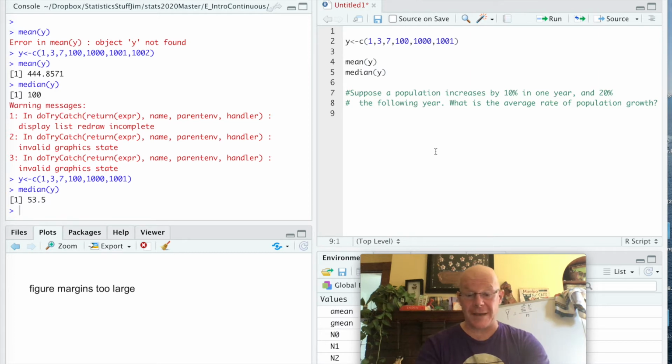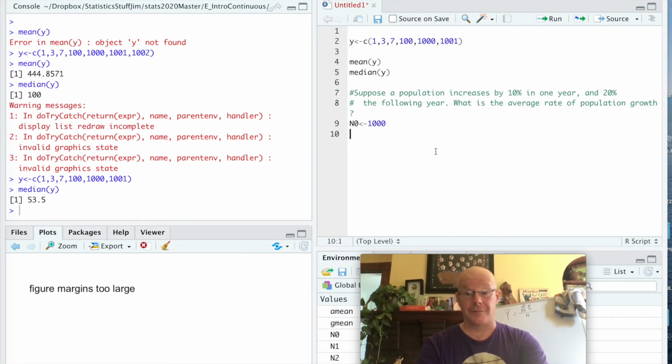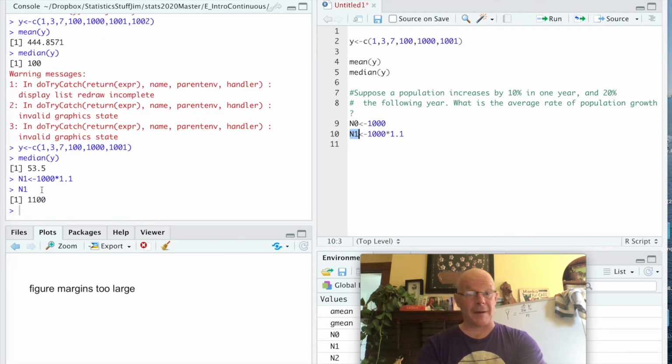So let's start out and make it easy. We'll start with the population size at time 0 being 1,000. If that is the population size at the beginning, the population size at the end of generation 1, where this is generation 0 and this is generation 1, is 1,000 multiplied by what's called the net reproductive rate, a 10% increase, so 1.1. So now our population size is 1,100.